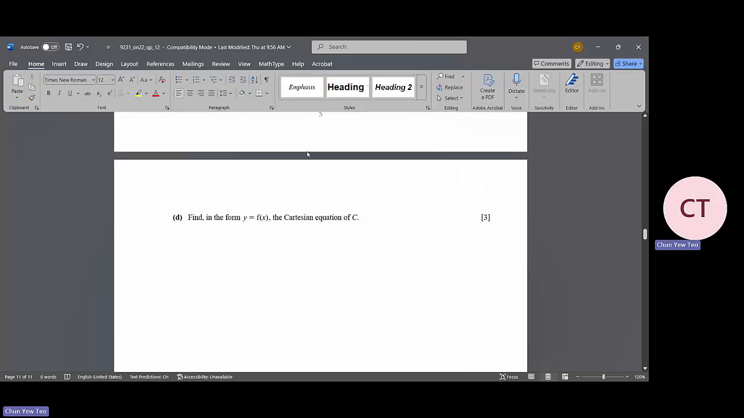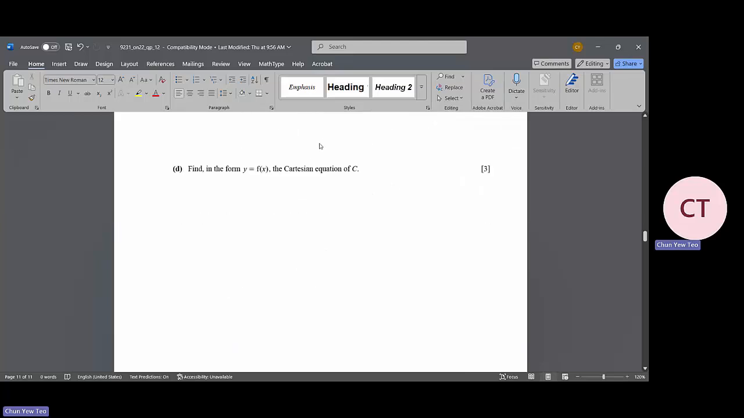Move on. We have question D. They want you to find the Cartesian equation of C in the form of y equal to f x. So for this question, actually, it's not difficult.